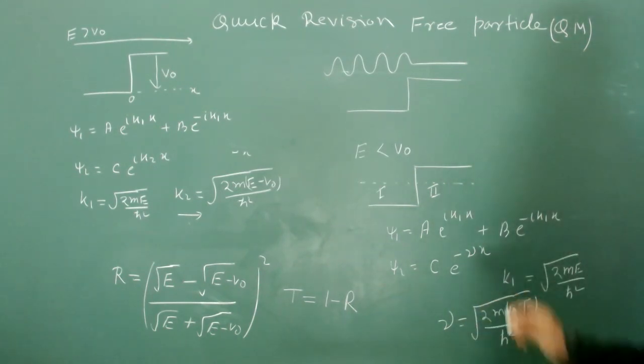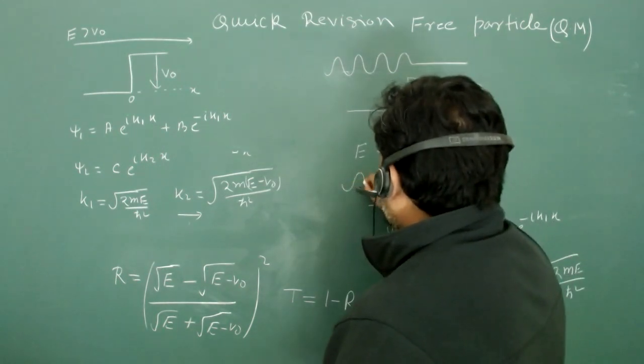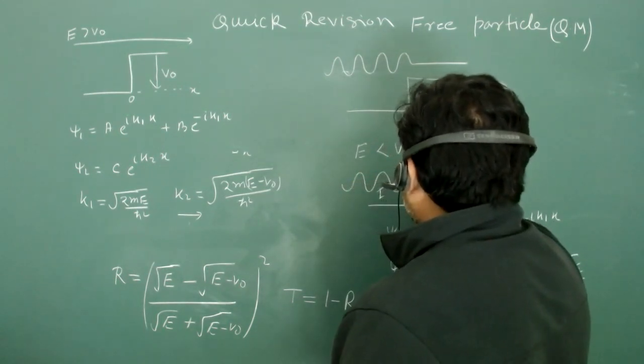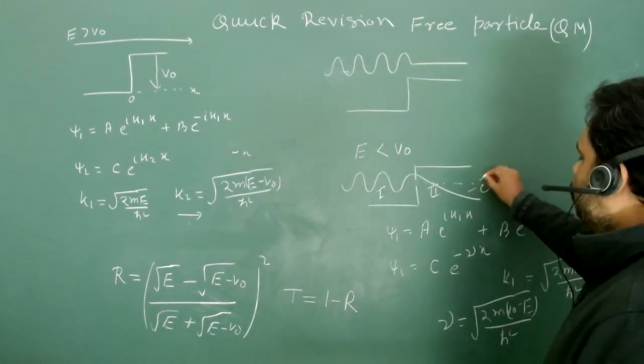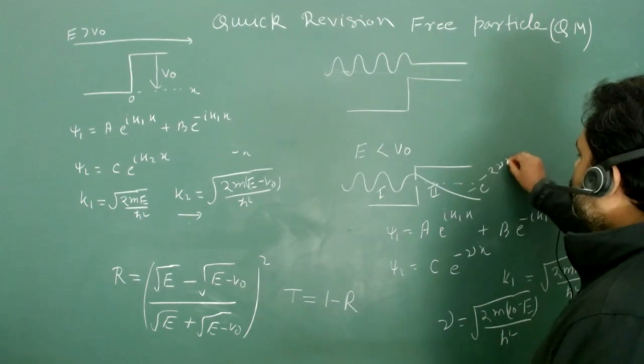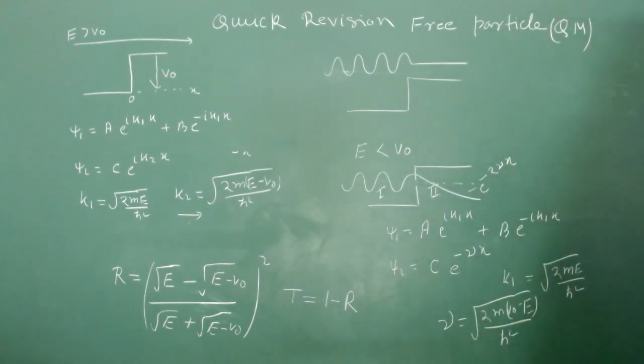And if you are going to draw the probability density, then in this region you have a sinusoidal wave function, but here it is decaying in nature. So this will be an e to the power minus 2 gamma x type of function here. So you have to always remember this thing.